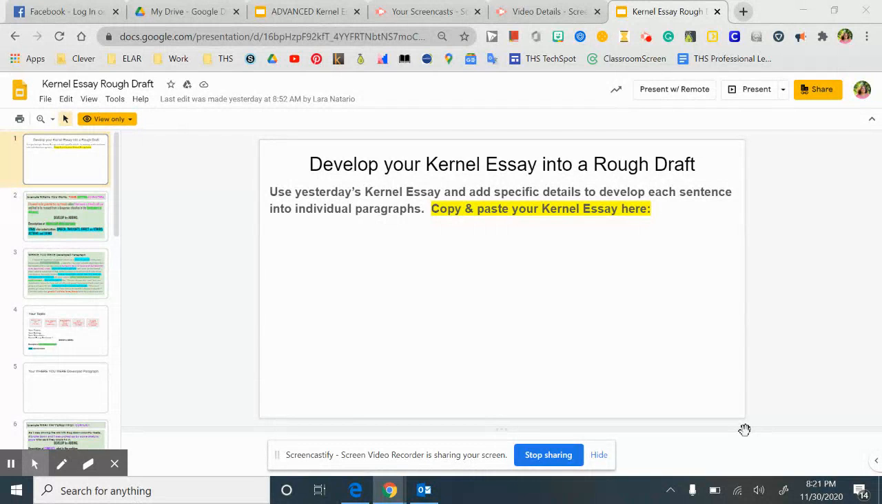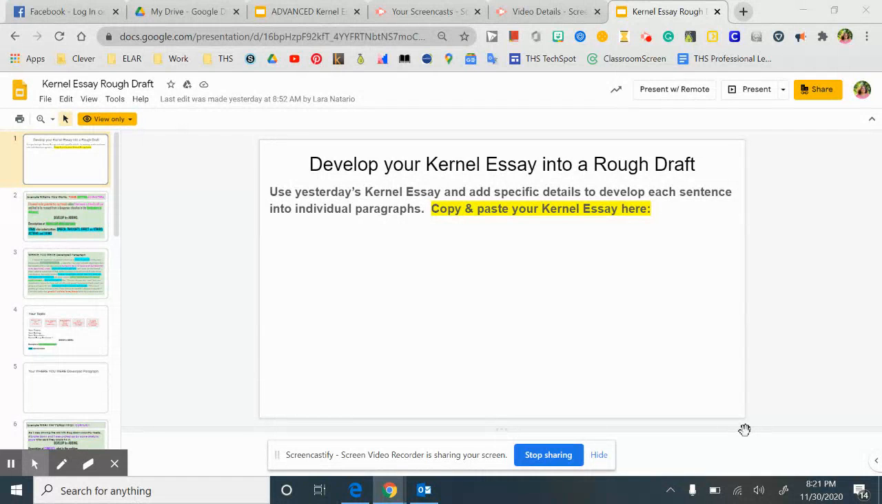Okay, some of the slides are like this first one where you are copying and pasting or you are typing in and adding information. And then some of the slides are informational slides and exemplars for you to go back and refer to. It's very important that you pay attention to the information on each slide and that you really think about what details can I add to my kernel essay to really push it and make it become this rough draft that's going to be great and acceptable.